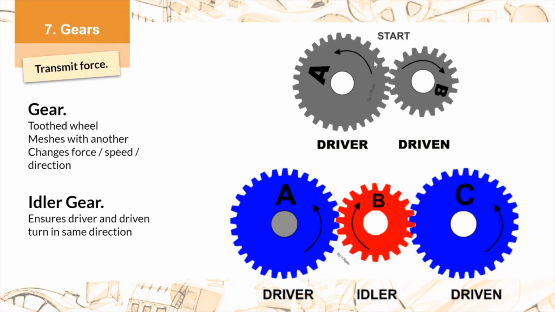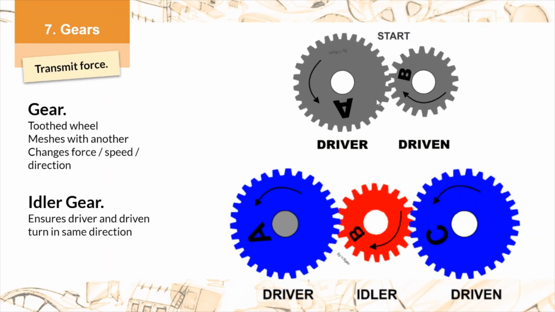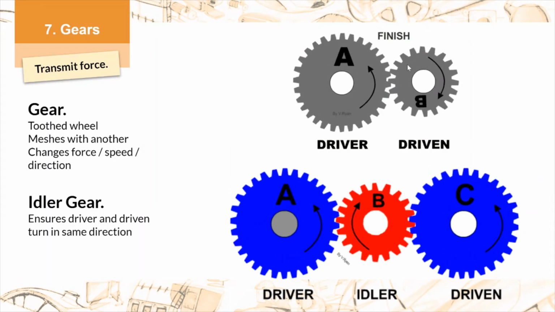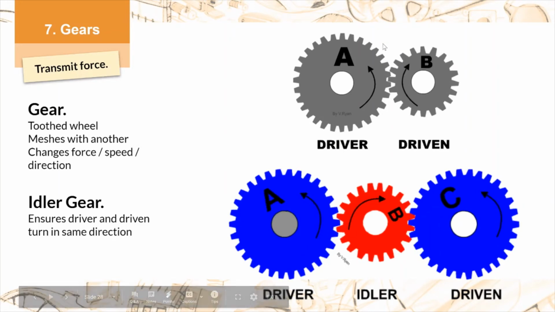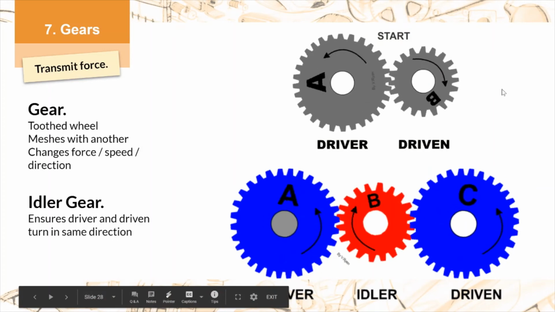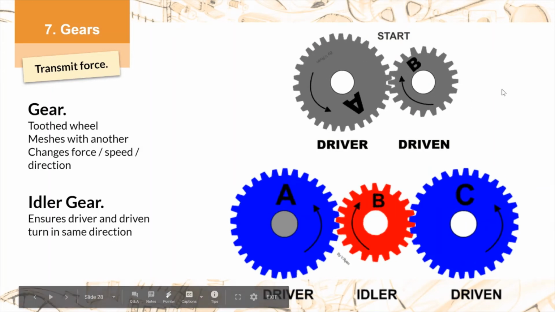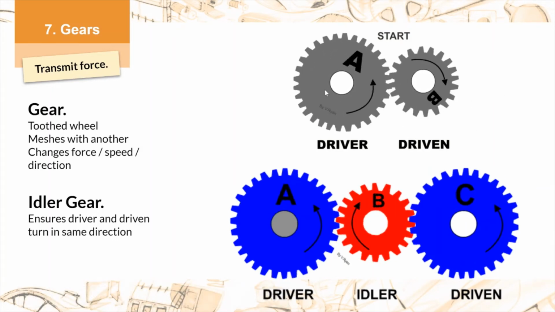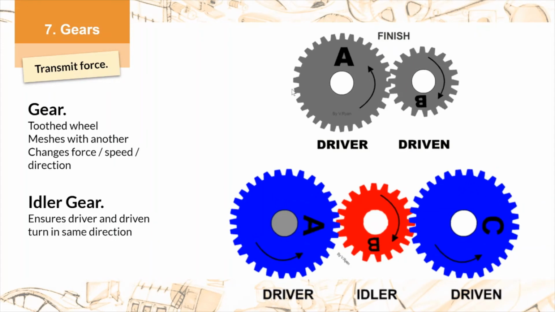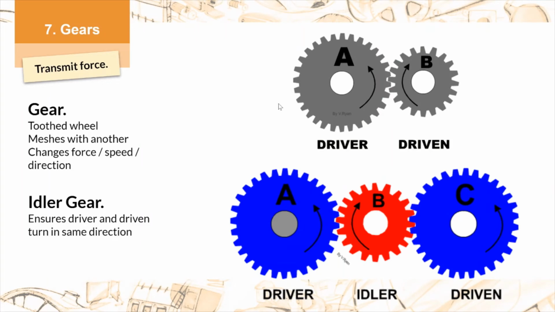Sometimes we don't want that in a machine. We want the driver and the driven to spin in the same direction. So to solve that problem, we have an idler gear in the middle. It doesn't affect the speed of anything, but it just makes the driver and driven turn in the same direction. That's an idler gear. It's idle, it's not got power connected to it or an output connected to it.